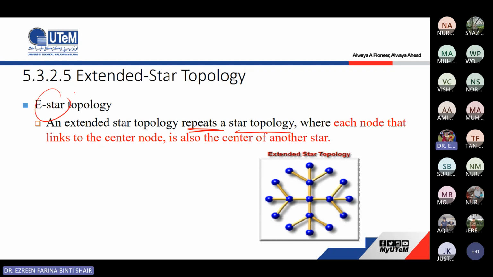Your center node is this one. This is the original star topology. But for the extended star topology, this will become the center node for these nodes, and this will become the center node for these three nodes. This will become the center node for these nodes, and this will become the center node for these nodes. This is what we call the extended star topology.